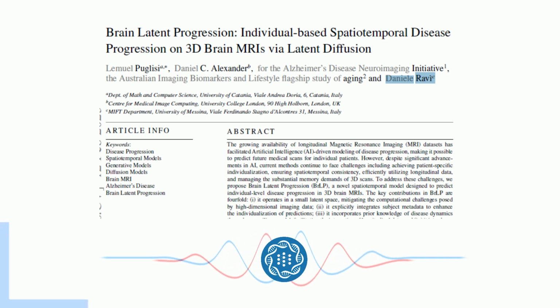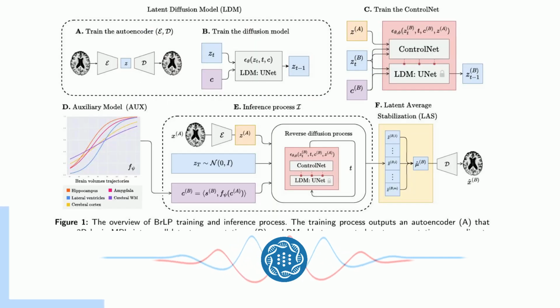So it doesn't stop there, though, right? Because I was reading that it also looks at specific brain regions and the changes in their volumes, particularly the ones that are really closely tied to Alzheimer's disease. Yeah, absolutely. So it looks at areas like the hippocampus and the cerebral cortex, the amygdala, cerebral white matter, and the lateral ventricles. These are the key areas that tend to be most affected by Alzheimer's disease. So it's almost like BrLP is choosing to hone in on the areas that really matter when it comes to tracking the disease. Precisely.